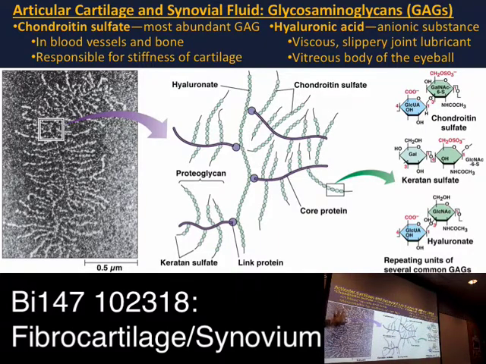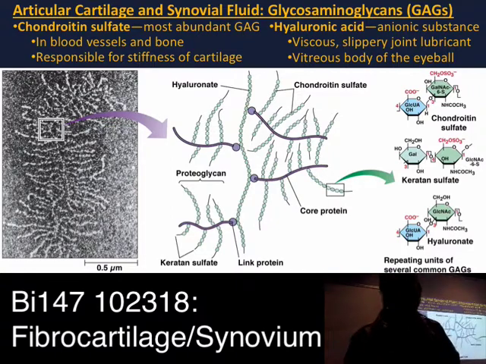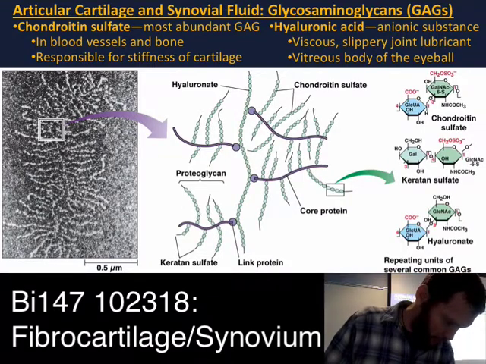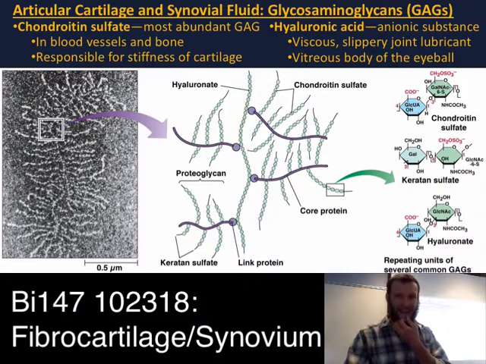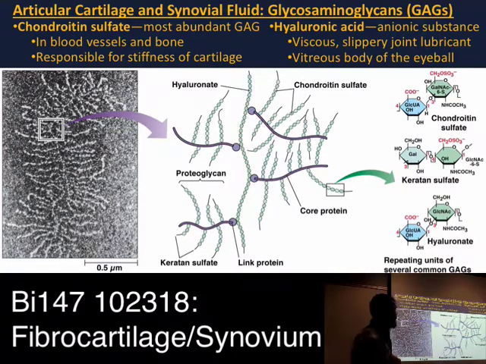And so what we see here is an example of this. You see this line running down the middle. This can be a protein. It's going to have long carbohydrates coming off of it. So I wrote a few facts about chondroitin sulfate and hyaluronic acid. In blood vessels and bone, responsible for stiffness in cartilage, anionic substance, viscous, slippery, joint lubricant, vitreous of the eyeball, etc., etc.